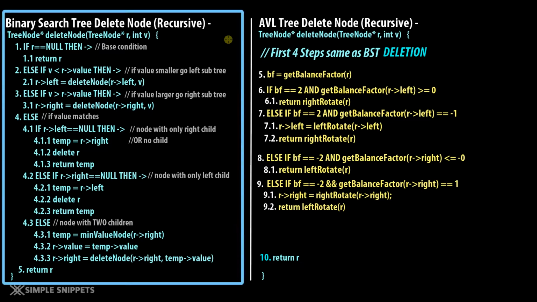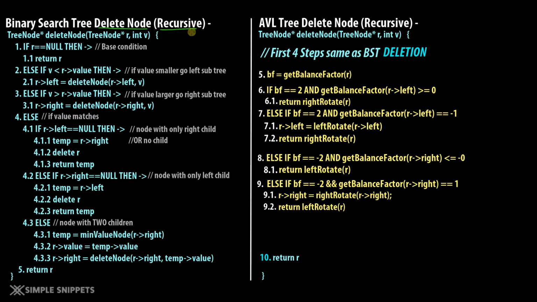Now on the left hand side, as you can see on the screen, we have the code for binary search tree delete node operation, and this is a recursive approach. This is something that we have already seen in the tutorial, which you can see on the screen. I will also link this video in the video description. And this is the entire pseudocode, which is step number 1, 2, 3, 4 and 5. So a 5 step pseudocode for delete node using a recursive approach.